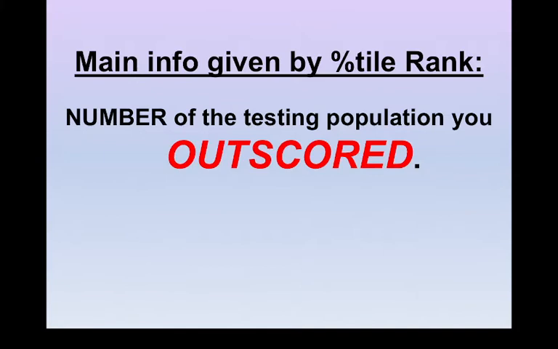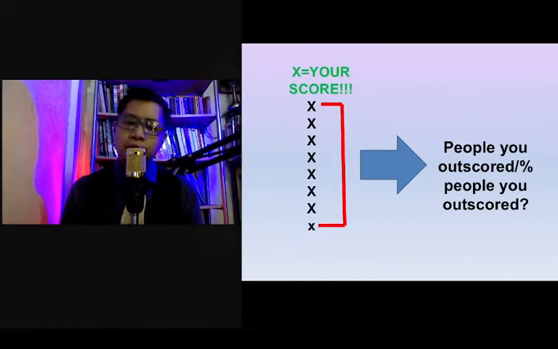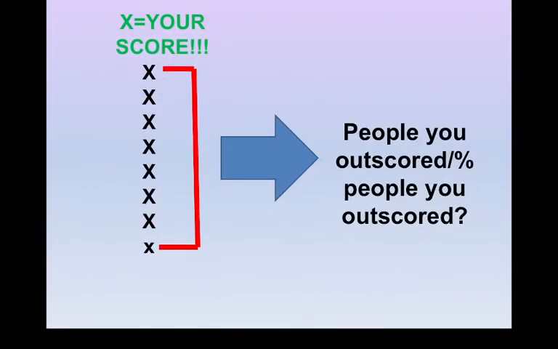The number of the testing population you outscored. The key word here is the word outscored. Ilan yung mas nataasan mo? Ilan yung mas magaling ka? Ilan yung kinabog mo? Yun yung ibig sabihin ng percentile rank. So if I am going to graphically represent this, it looks something like this.